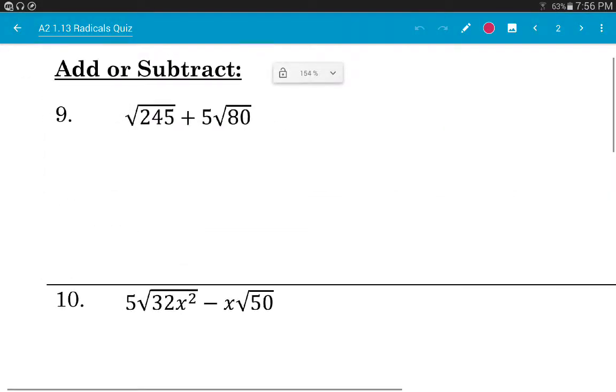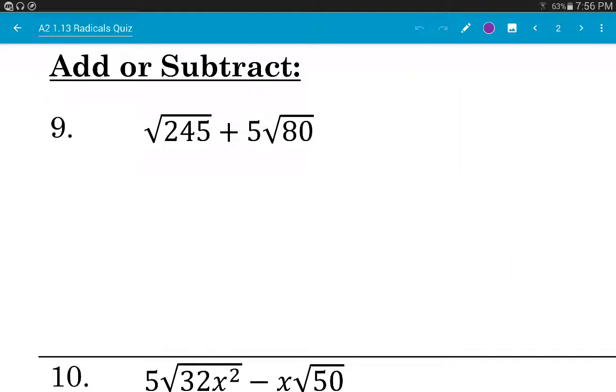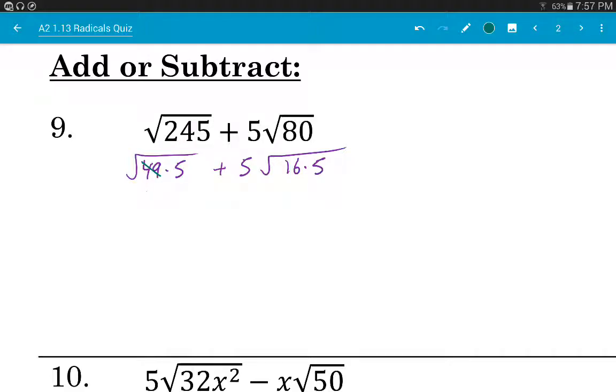9. Adding and subtracting just means simplifying and then combining if they end up being like terms. So 245, this is under a square root, so I'm looking at the perfect squares. 245 is going to be equal to 49 times 5. That's underneath, plus 5. And 80 can become 16 times 5. Now 49 is 7 squared. 16 is 4 squared. And anything with a square can come out.